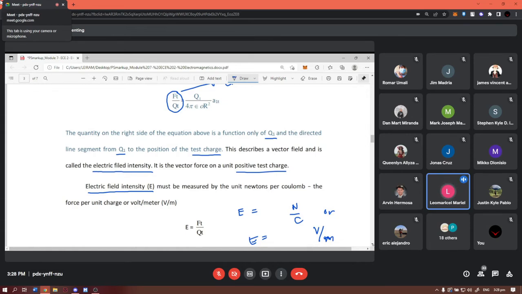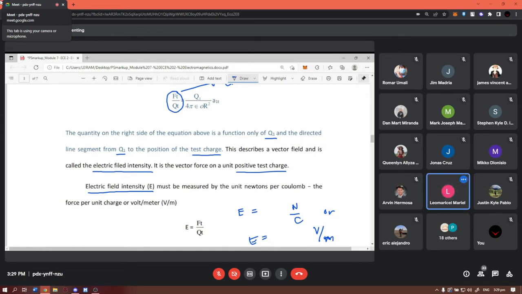Pero sa konsepto natin, kitang-kita natin that the unit of electric field intensity is actually newton per coulomb. But in some books, the electric field intensity is expressed in volts per meter, which is synonymously the same as newton per coulomb. Nagets?